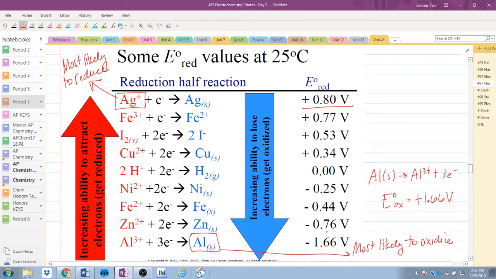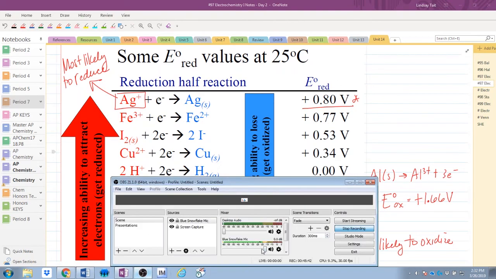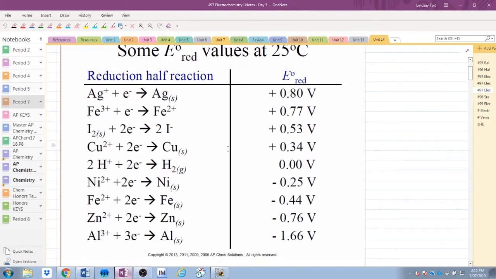We want everything to be the most favorable in a galvanic cell. And our rule of thumb is the most positive reduction potentials we leave alone, because those are the most favorable ones to reduce. Thank you. We'll pick up tomorrow. So just to recap, because I want to make sure we're all on the same page, right?